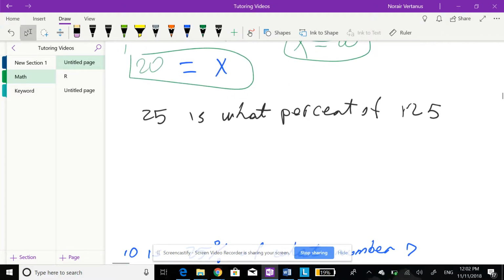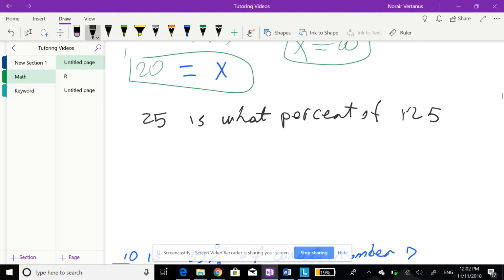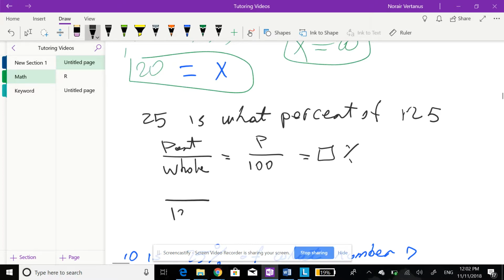So we want to do part to whole to solve this problem. We don't know the percent. Remember, part to whole is equal to P over 100, which is the percent, right? We want to find the percent. So 25 is what percent of 125? 125 is the whole, 25 is the part, is equal to P over 100.